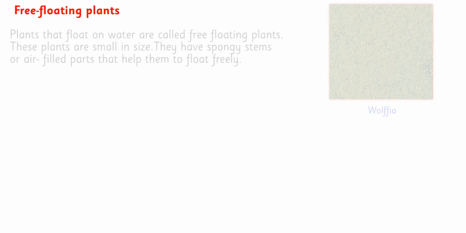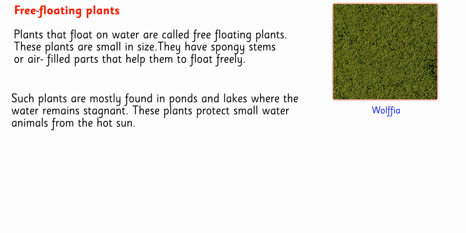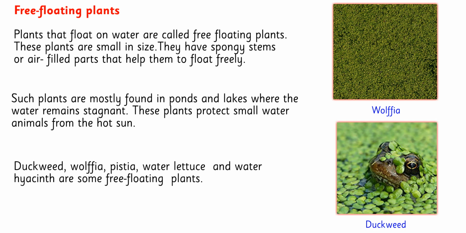Free-floating plants. Plants that float on water are called free-floating plants, as these are very small in size. They have spongy stems or air-filled parts that help them to float freely. Such plants are mostly found in ponds and lakes where the water remains stagnant. These plants protect small water animals from the hot sun. Duckweed, Wolffia, Pistia, water lettuce and water hyacinth are some free-floating plants.